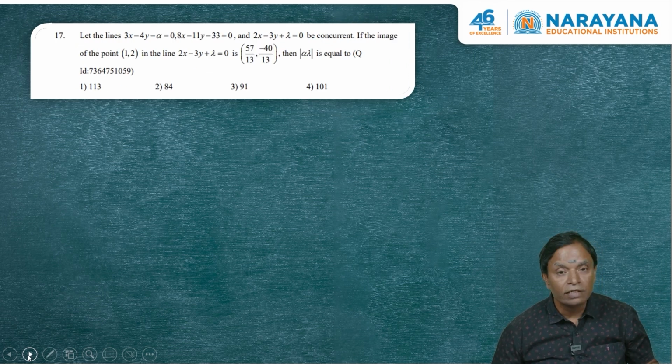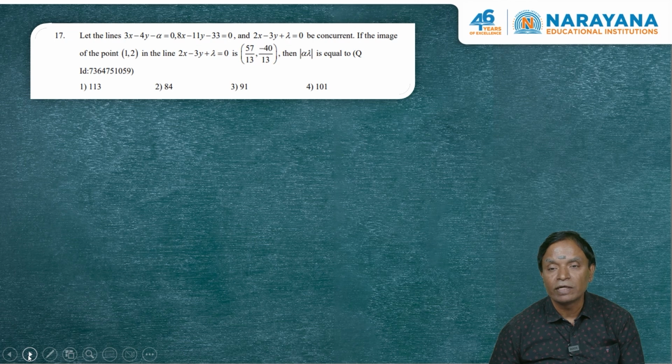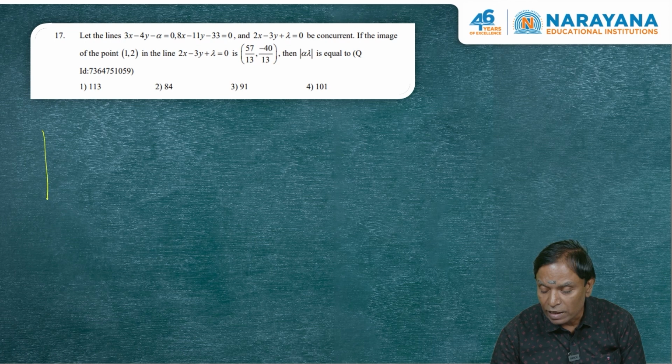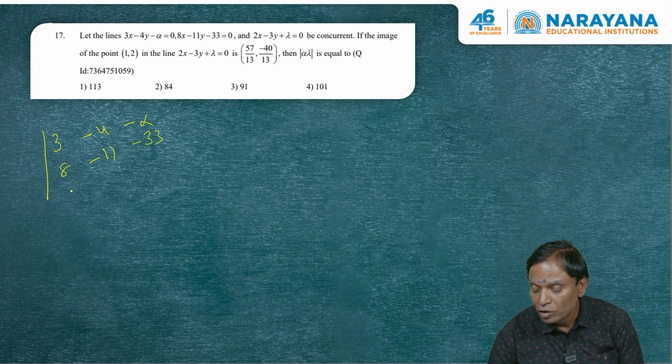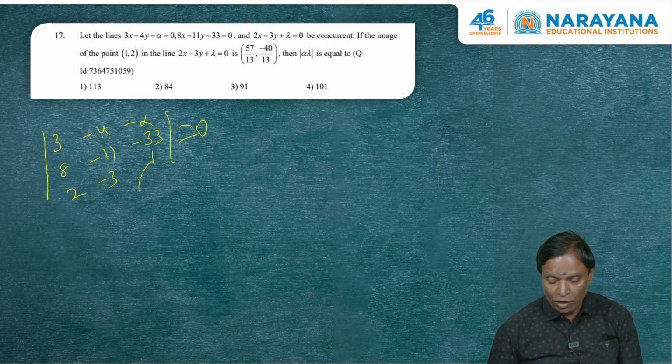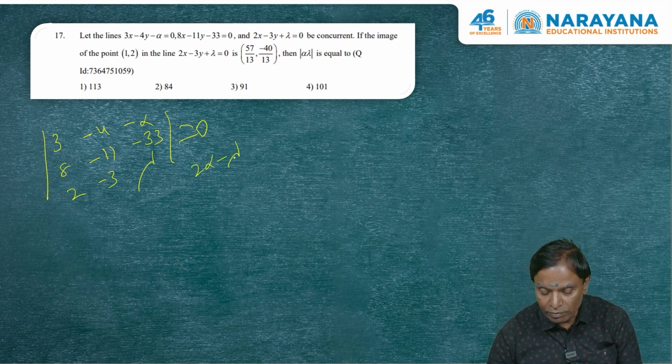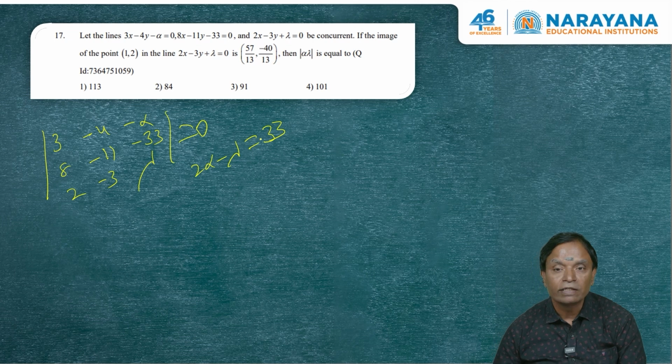Let the lines, you are given 3 lines that are concurrent, and you are given the image of the point 1, 2 with respect to some line is 57 by 13 comma minus 40 by 13. Then you are asked to find modulus of lambda. Since those 3 lines are concurrent, you can say the determinant 3, minus 4, minus alpha, 8, minus 11, minus 33, 2, minus 3, lambda must be equal to 0. Now you can expand this determinant, you can observe that 2 alpha minus lambda is equal to 33.